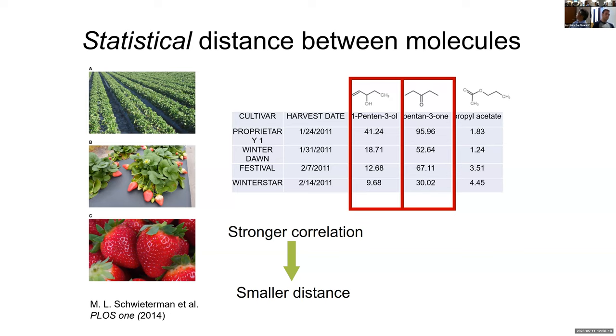Is this your metric, or is it better? Is it Schwiderman's metric? The metric is mine, the data is Schwiderman's. The number means the prevalence in some way. Okay. Any other questions?